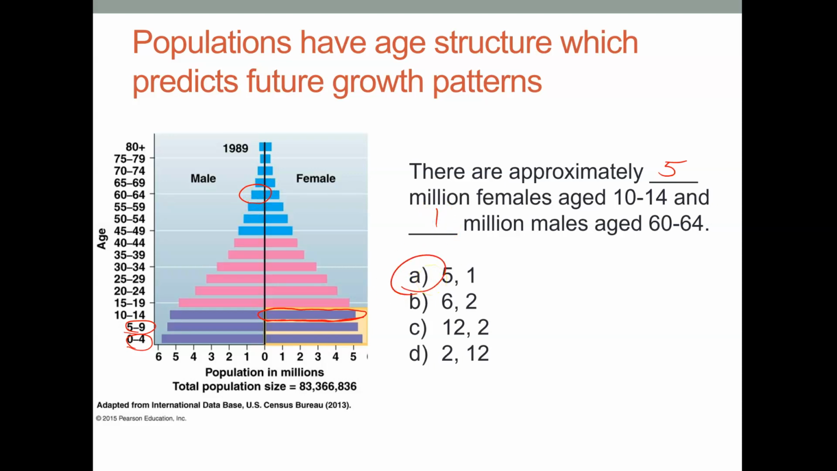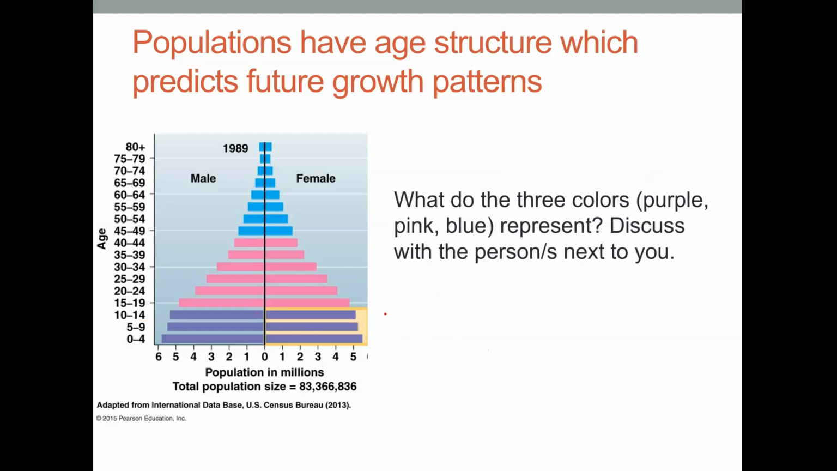So you can see that it not only tells us where our populations are, but the amount of people, for example, that are in certain age categories. So what do you think these age categories represent? Like, what is the purple, the pink, and the blue?